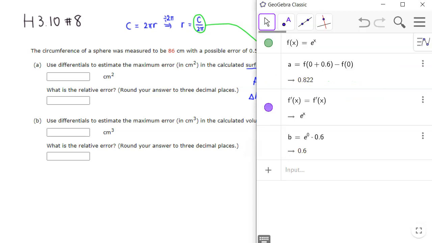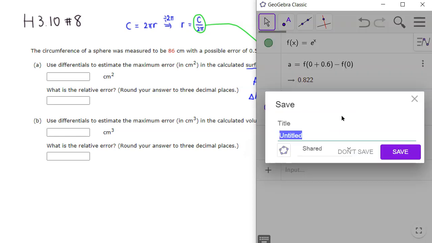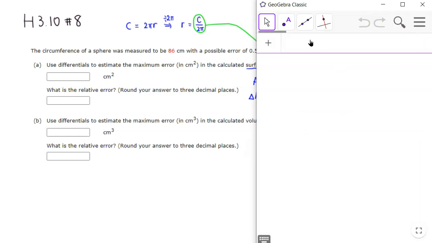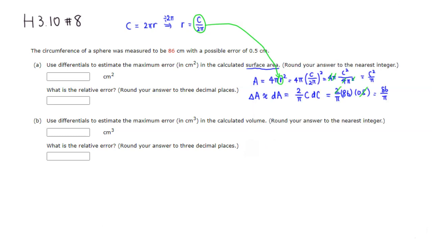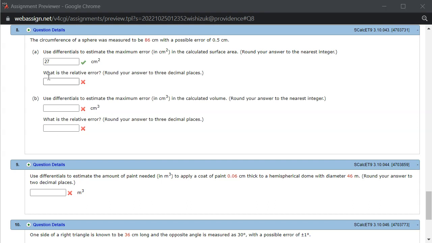So I'm going to bring up GeoGebra. I'm going to file, new. All right, so we have 86 divided by pi, and it came out to be 27.37. So to the nearest integer, we're going to put 27. All right, let's check the answer. I came back and it looks like we got the first part of part A correctly.